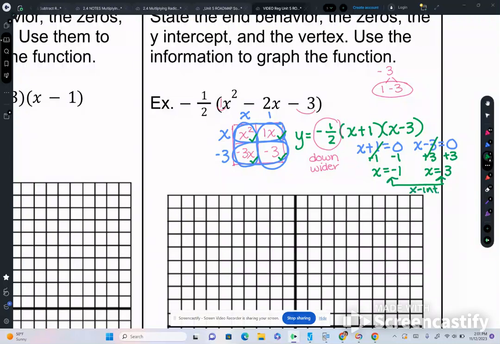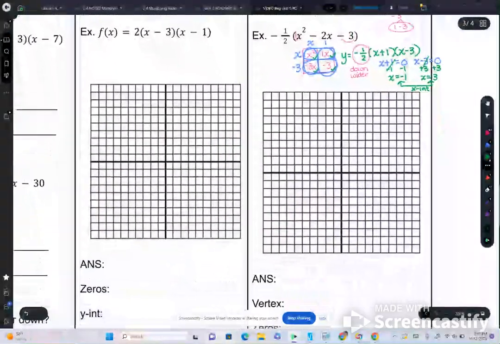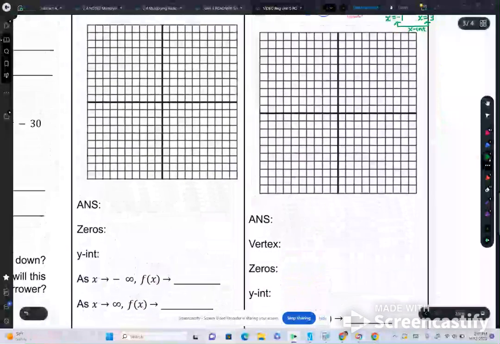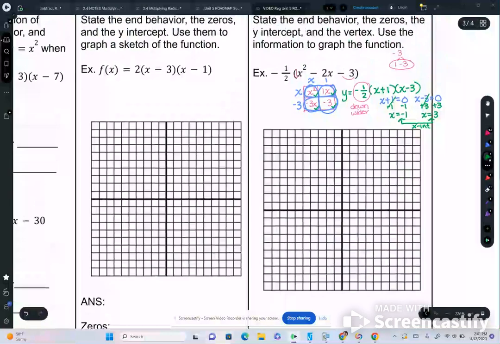So now when we go down to the bottom to write down what we know, a couple things. We know our zeros. So our zeros are -1, 0, and our other one was 3, 0. So that's something that helps us.